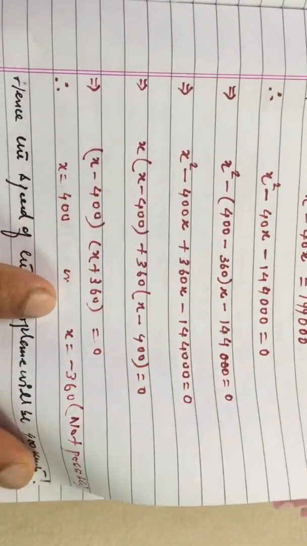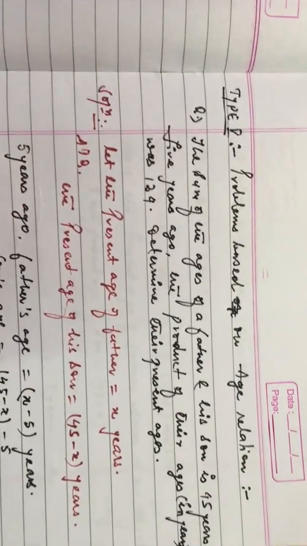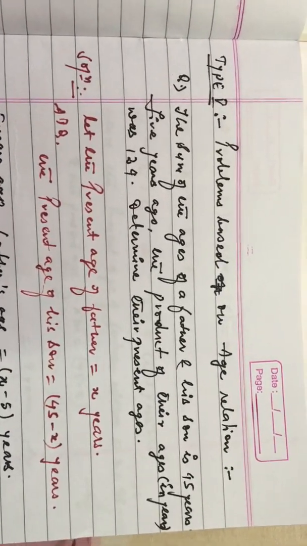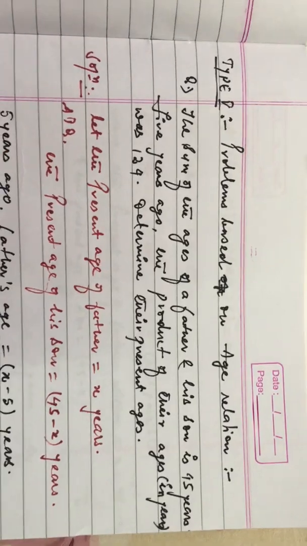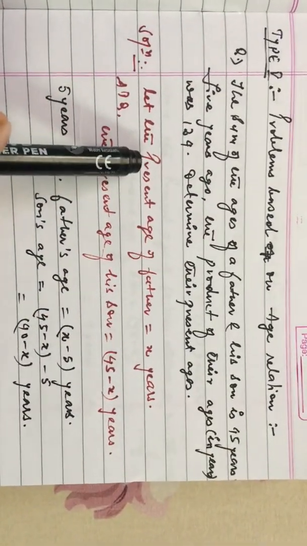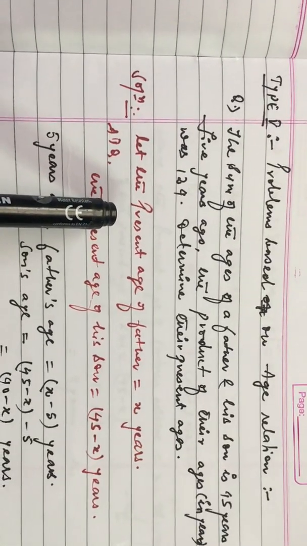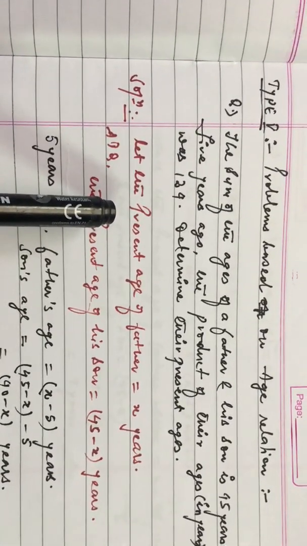Now see the other type, type 5. Now you can see on the screen that type 5 is based on age relation. In most of the questions on age relation, generally we solve the question by supposing their present age.